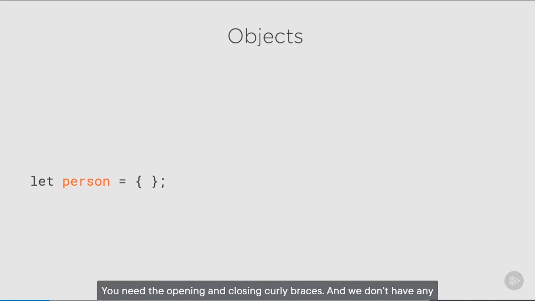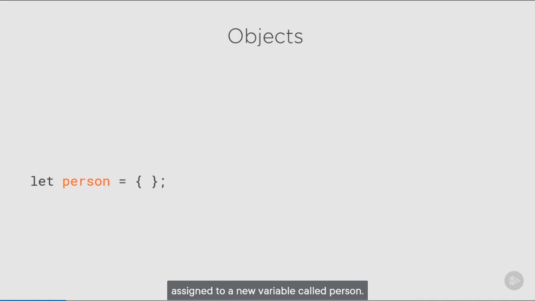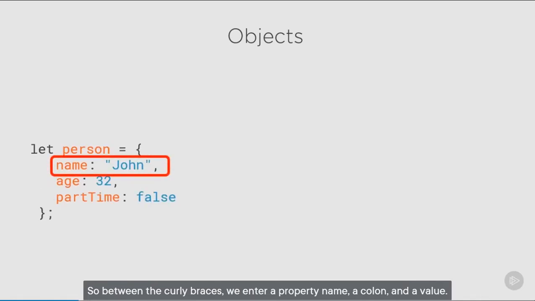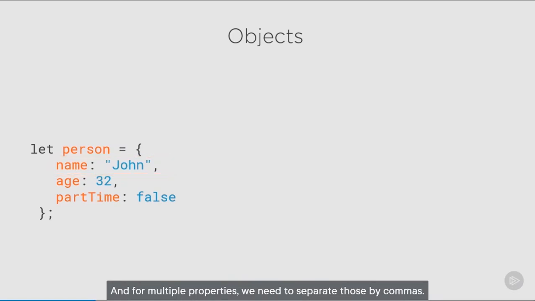We use the curly braces. You need the opening and closing curly braces, and we don't have any properties listed here, but you can see that this empty object is being assigned to a new variable called person. Let's see how we add properties. So between the curly braces, we enter a property name, a colon, and a value. So person has a property name, and we're setting its value to John.